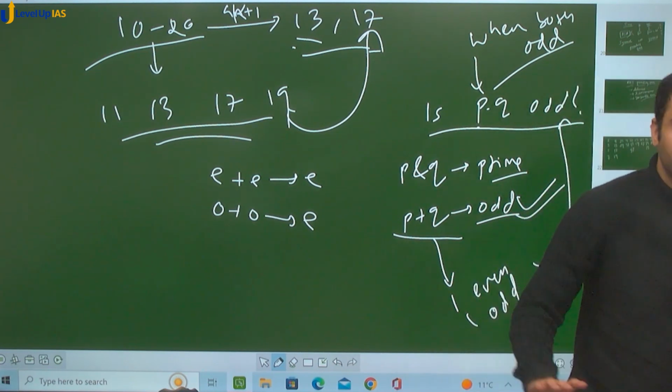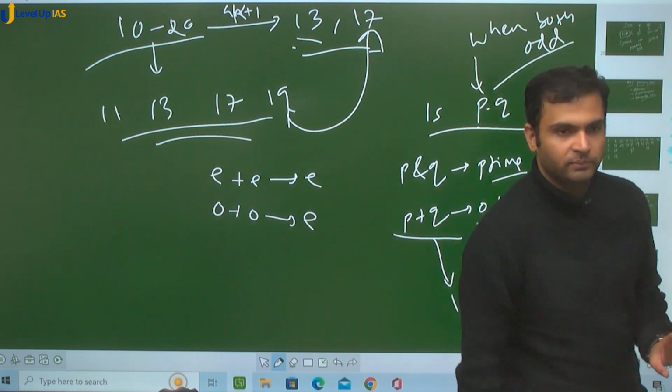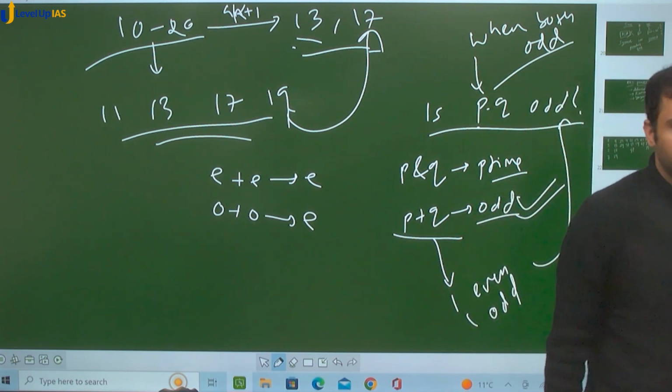Answer could be affirmative or negative. That is not relevant. You can answer the question. That is what data sufficiency is.